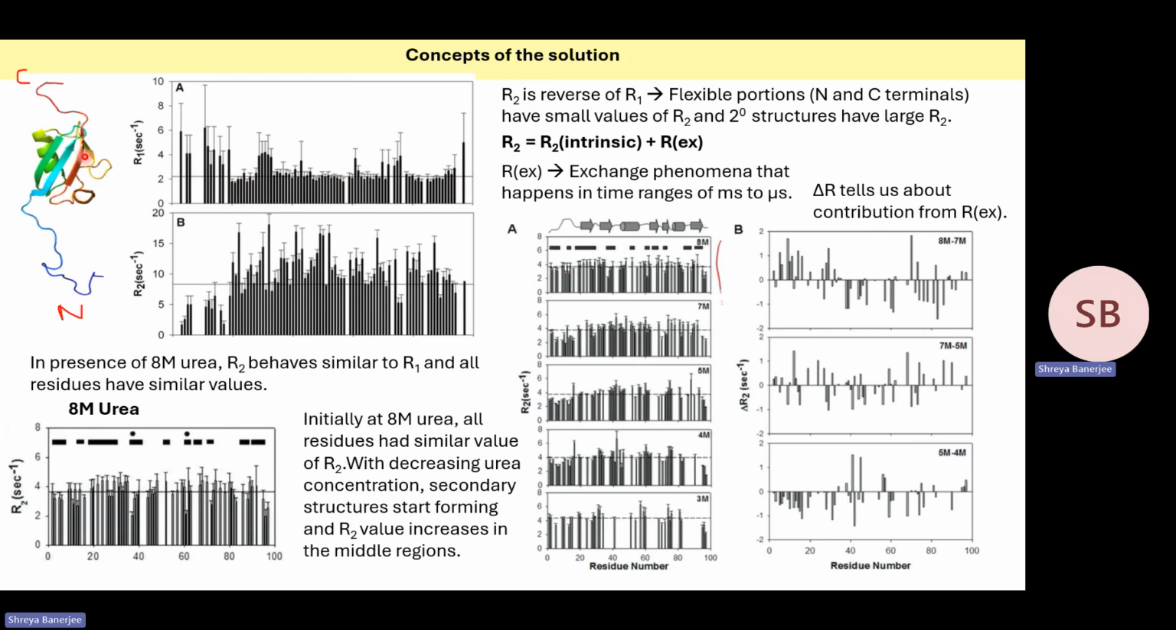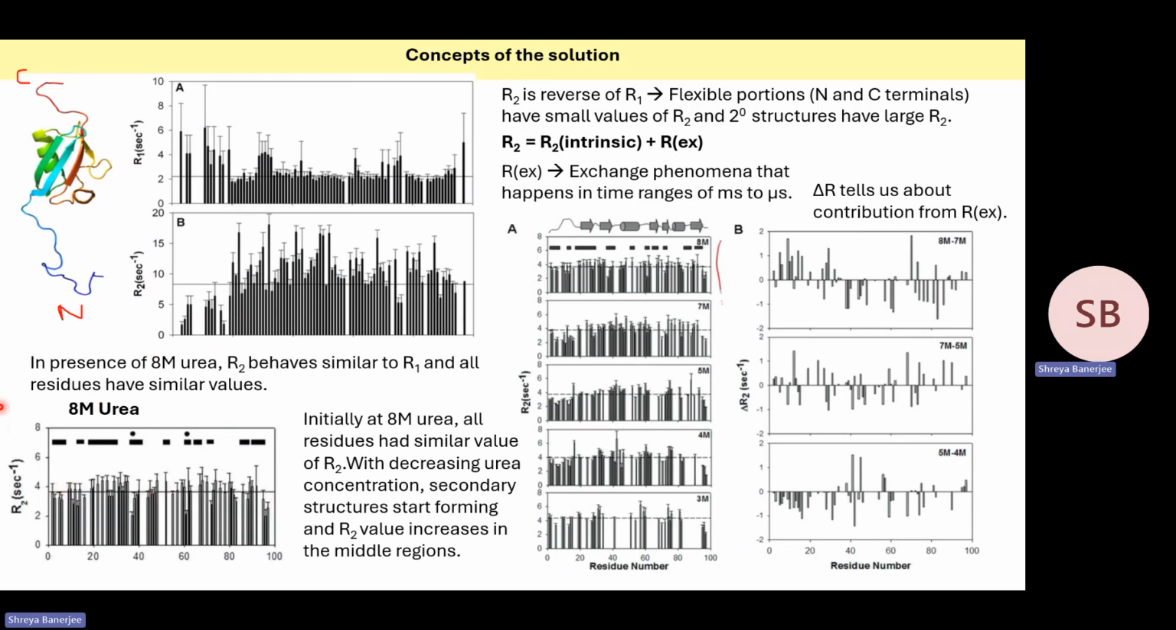This is the inner core. R2 is exactly opposite. It is low in the flexible region, N and C terminal, and it is high in the rigid region, that is this inner core. If urea is there, basically the structure is completely denatured, and so all the R2 more or less have equal values. So this is what urea causes. This difference in R2 is completely lost, and all of them have similar and low values.